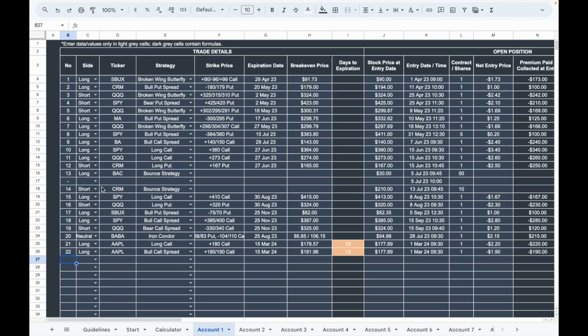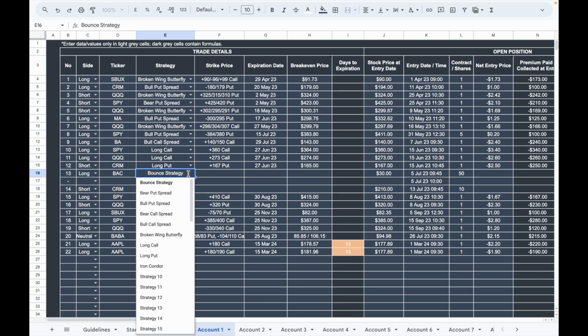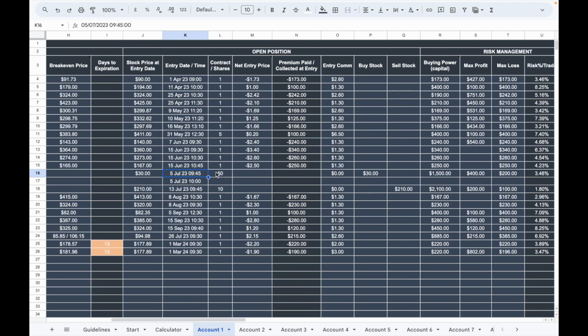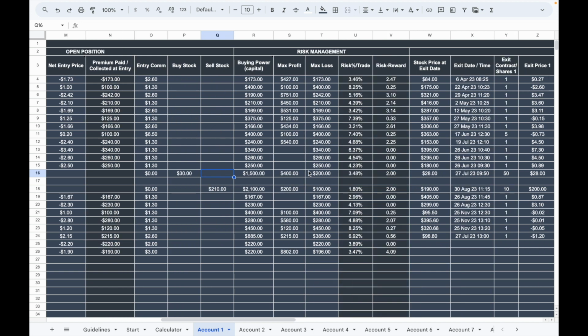To input the stock trading in this trading journal, first you need to input the trade number, select the trade direction from the drop-down list, input the ticker of the trade, select the strategy from the drop-down list, then input the stock price at the entry, input the entry date and time, input the number of shares when you open the position. If you buy to open the position, input the price of the stock under the buy stock column. If you sell to open, input the price of the stock under the sell stock column. After that, input the details under the risk management.